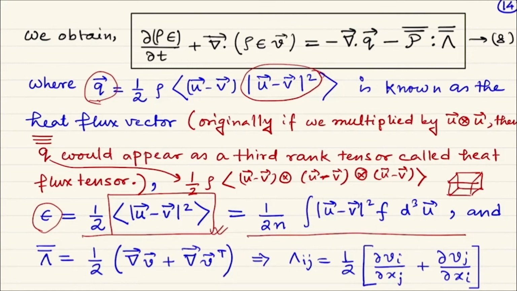And what is this capital lambda tensor? That is half of the gradient of velocity plus the gradient of velocity transpose. So this is a symmetric matrix by definition. Okay.